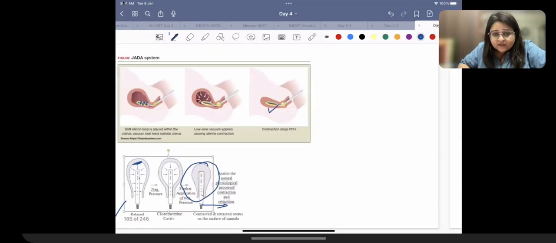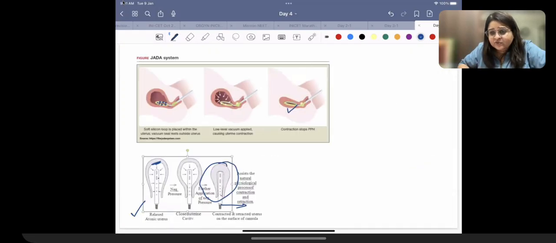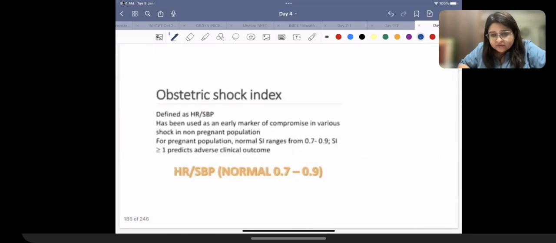Mullerian anomalies normally per se won't cause PPH. There is no such thing as the best mechanical method. It all depends on what you have at hand and what you are most experienced in using.